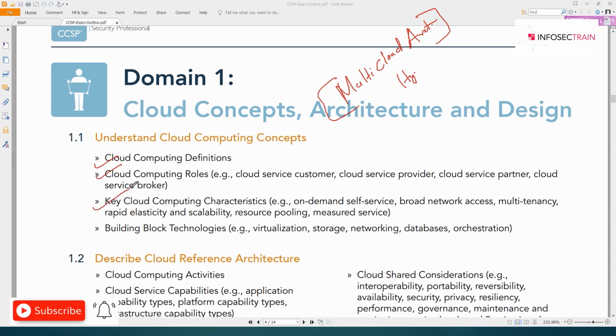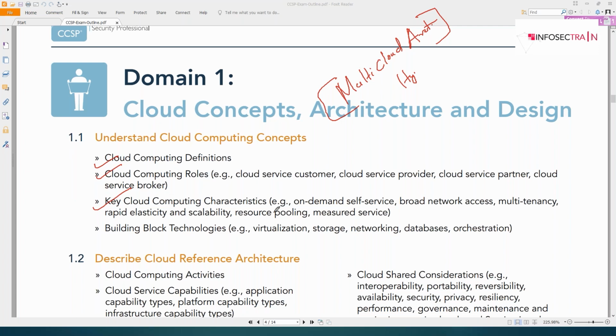The next topic is super important for us: the key cloud computing characteristics. You have to understand them. When you go to any cloud platform, if I want to call something a cloud platform, it must have 5 features as per NIST, the National Institute of Standards and Technology. You must have these 5 features if you want to call something a cloud platform.